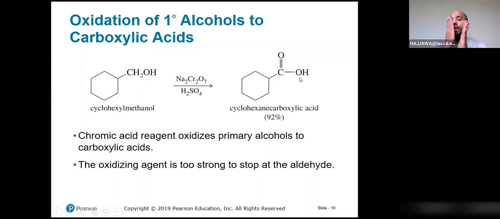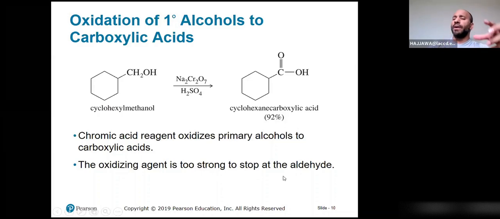Now, keep in mind, there is an intermediate, of course. The intermediate is the aldehyde. So it doesn't go all the way to the carboxylic acid without going through the aldehyde. You will oxidize the primary alcohol to the aldehyde first, and the strong oxidizing agent, since it's still around, will take it further to the carboxylic acid. It's very clear that the oxidizing agent is too strong to stop at the aldehyde level.